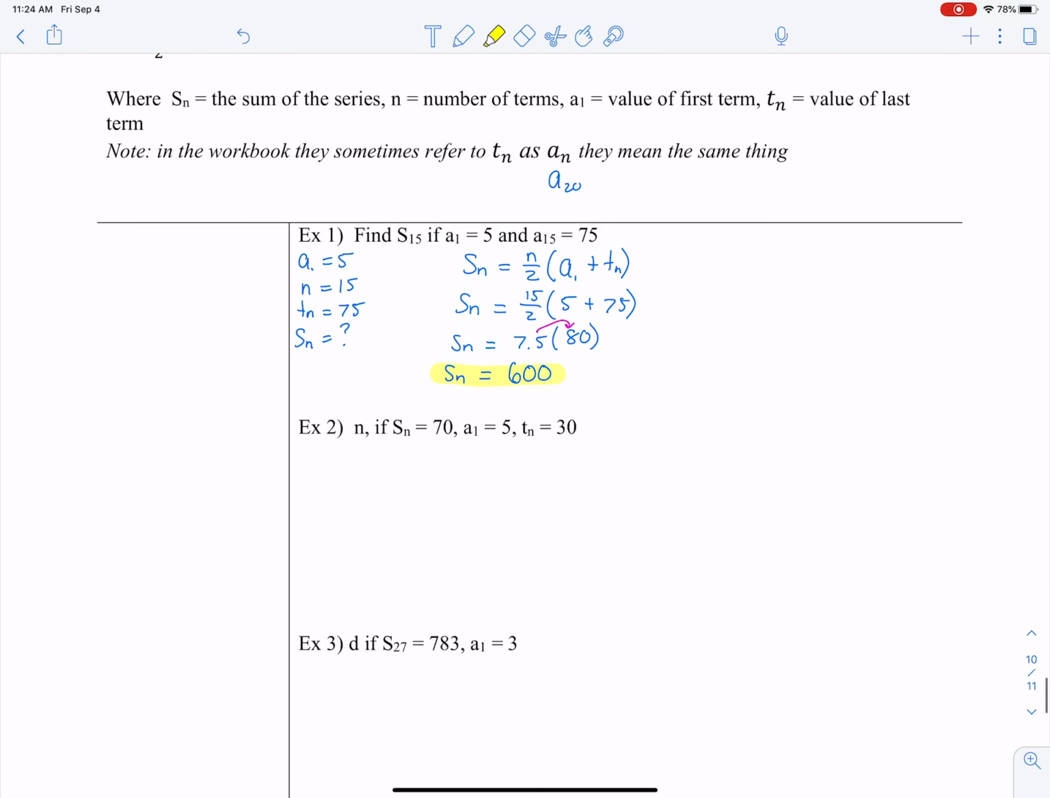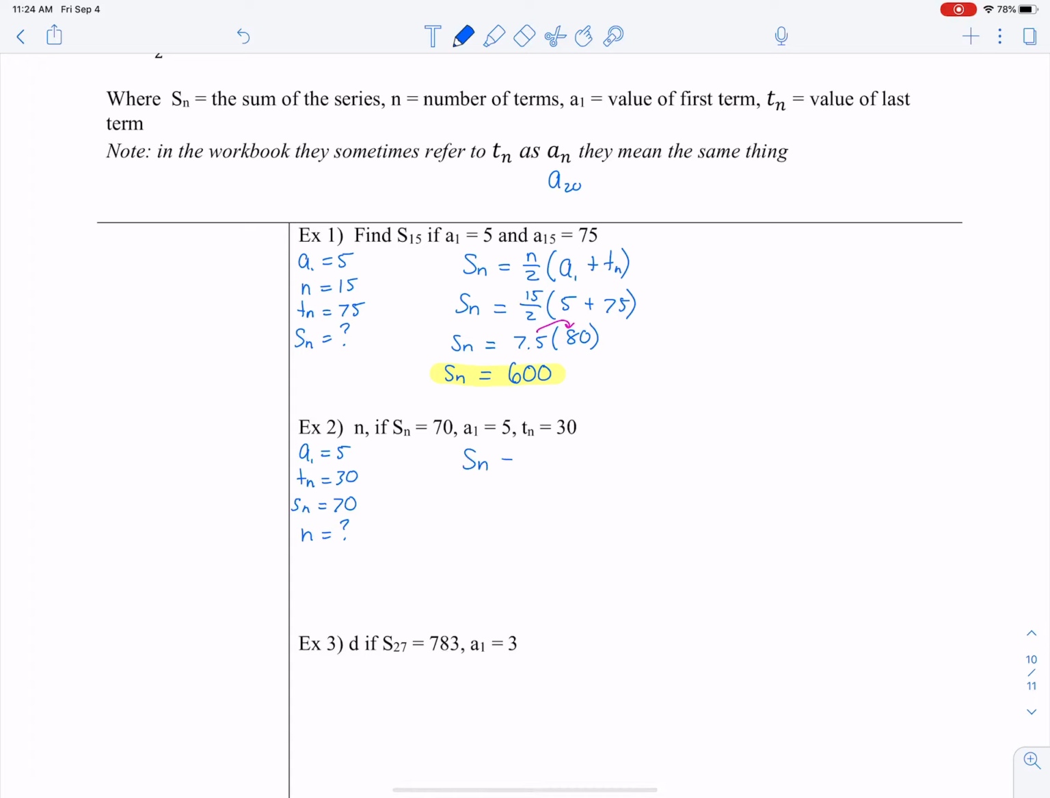So let's try another example now. In this next one, they don't want to find Sn, they're telling us the Sn. They want us to find N. So N, if Sn is 70, A1 is 5, and Tn is 30. Here they're calling it Tn. Remember, these are the same. So A1 is equal to 5. We don't know an N. Tn is equal to 30. Sn is equal to 70 and N is equal to question mark.